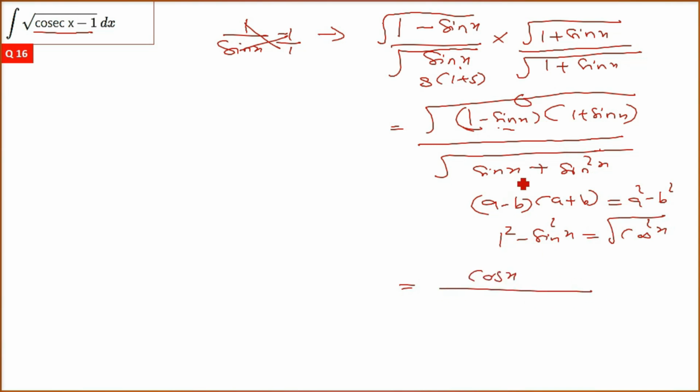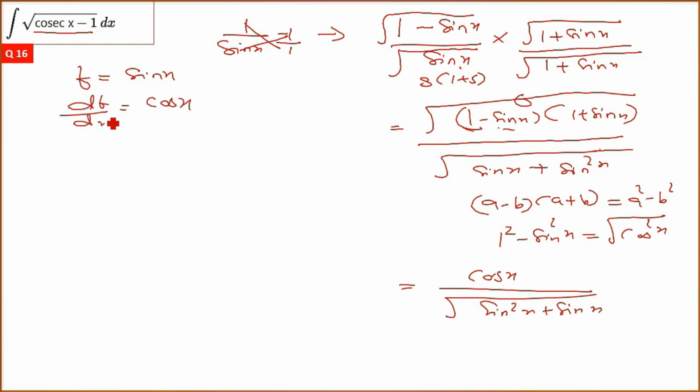What is in the denominator? Let's start with the higher power. It will be sine square x plus sine x. So sine x can give you cos x easily. Now we are onto the track of solving it. So t equals sine x. Until now we have just simplified it. Now we are taking t equals sine x. Dt by dx will be cos x. Dt will be cos x dx. So when we integrate it, this cos x dx will be dt.